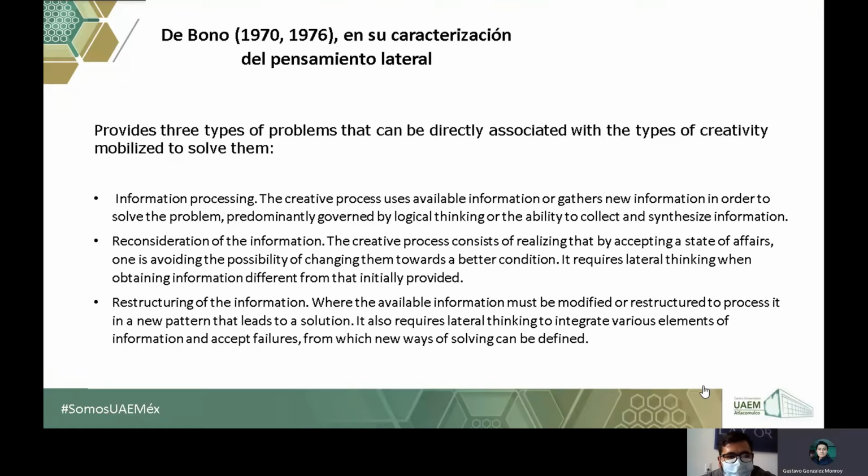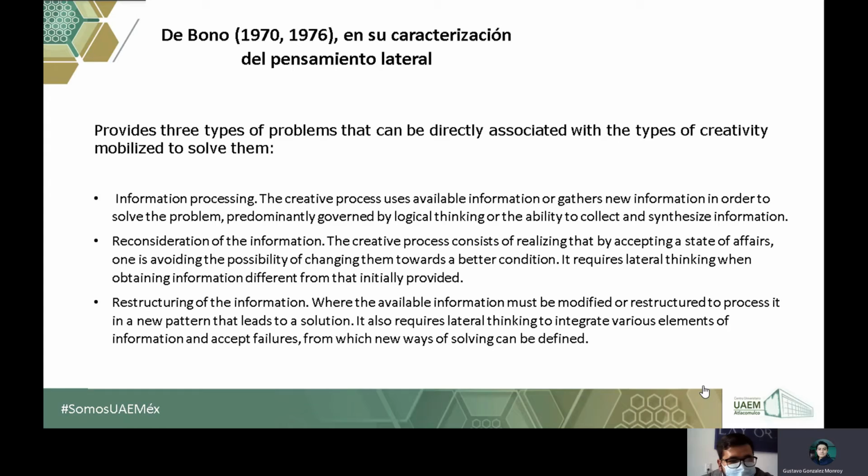Two, reconsideration of the information. The creative process consists in realizing that by accepting the information, one is solving the problem with possibilities of a better condition. In the case of lateral thinking, this means avoiding information that differs from that initially provided.